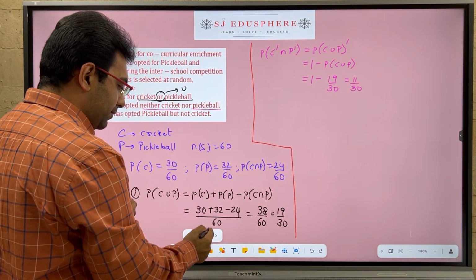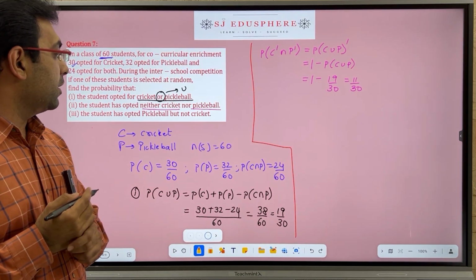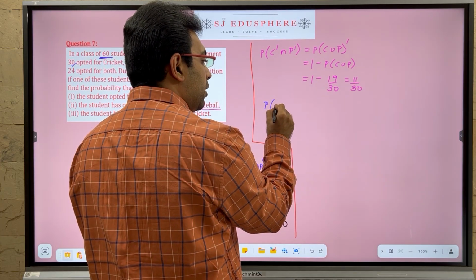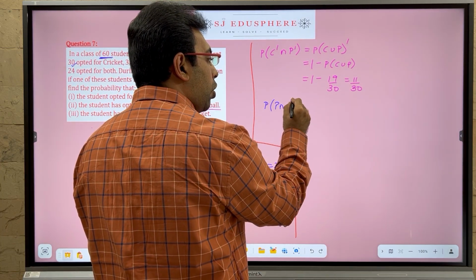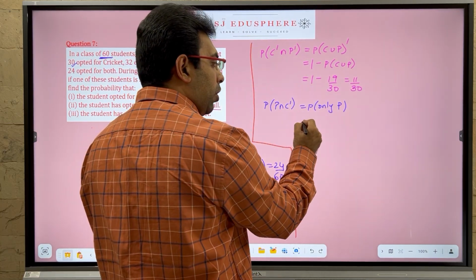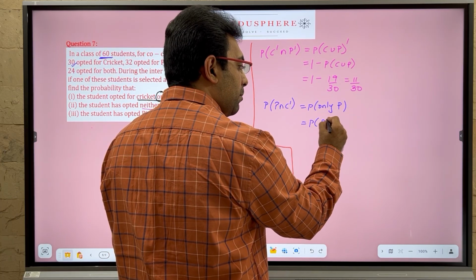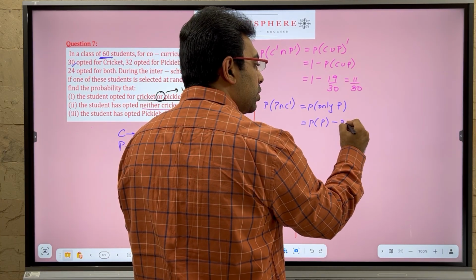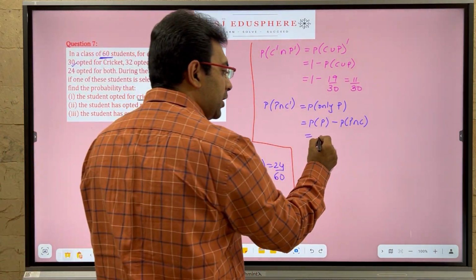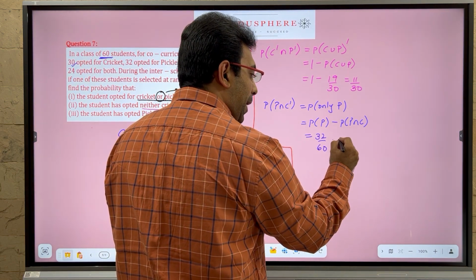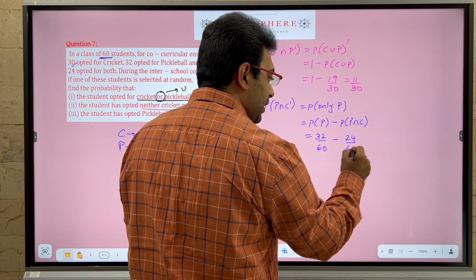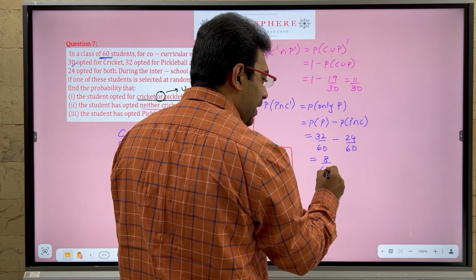Let's look at the last part. My last part says the student has opted for pickleball but not cricket. So the student has opted for pickleball and not cricket. Can I say this is only pickleball? Only pickleball means from the entire pickleball, you remove P intersection C. So probability of pickleball was 32 by 60 minus probability P intersection C, which is 24 by 60, leaves me over here with 8 by 60.